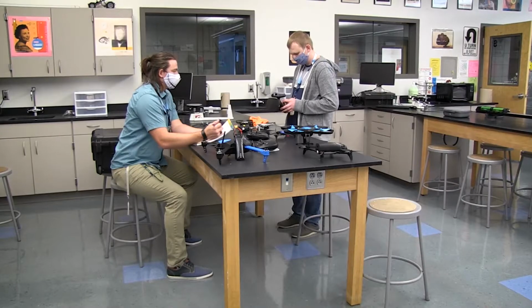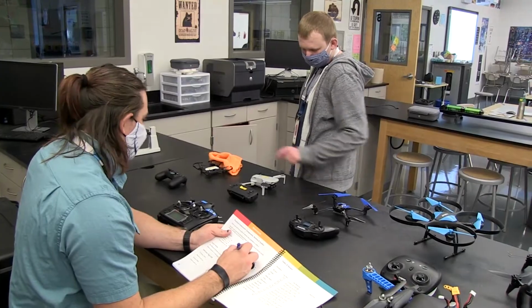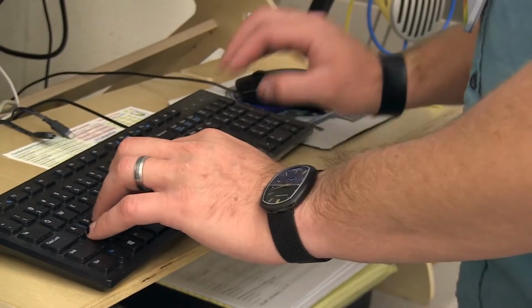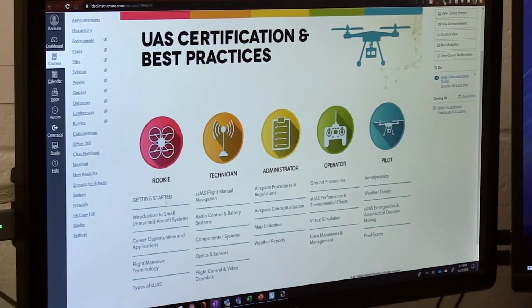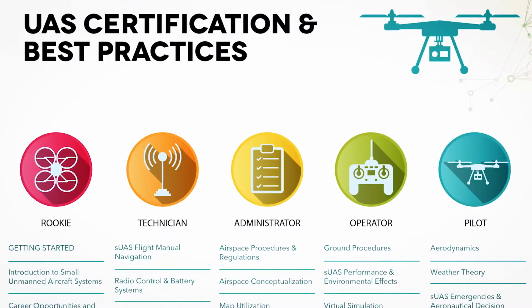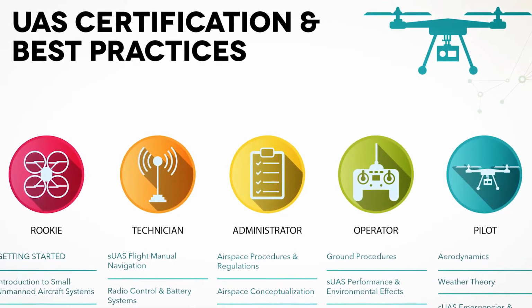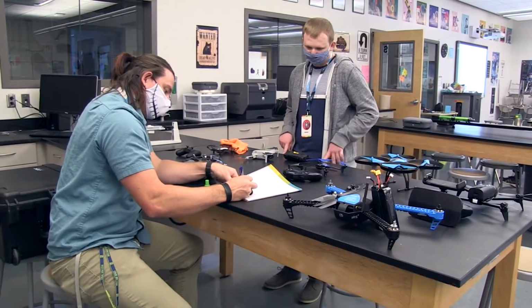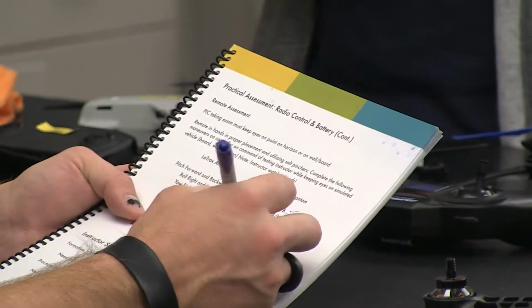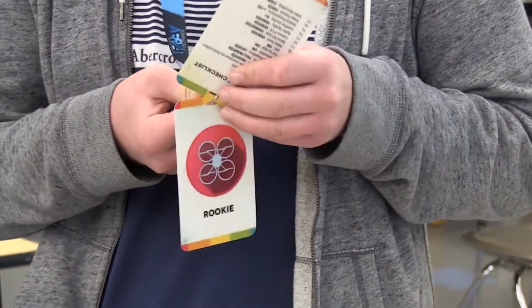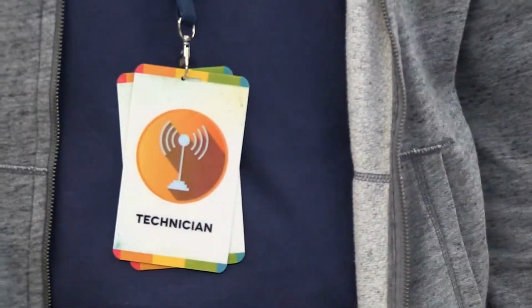certificate. When they're flying in industry, students are required to have credentials with them at all times. And in our class, we've created credentials to mimic what they would do in industry. We have a rookie, a technician, an administrator, an operator, and a pilot badge. And each one of those corresponds to a learning strand within the course. They help give them a sense of accomplishment and get used to carrying around credentials just like they would need if they were flying for a company or for their own business.